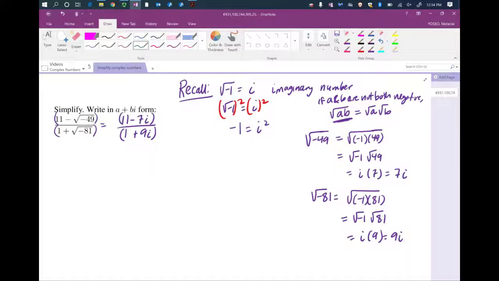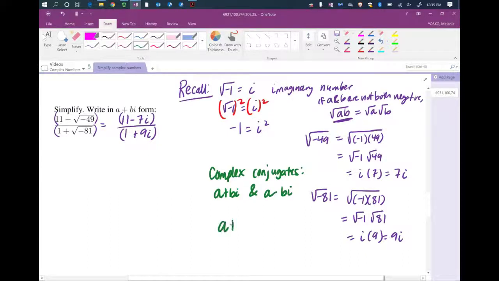Okay, complex conjugates. Let's just review that for just a bit. You have a plus bi. Its complex conjugate is a minus bi. The value in the front is the same. The value in the back is the same. You just change the signs. So we're going to multiply through by the complex conjugate, and we've done a video earlier where if you have a plus bi times a minus bi, this is very similar to a difference of squares. If you look, the fronts are the same. The backs are the same, but the signs are different.